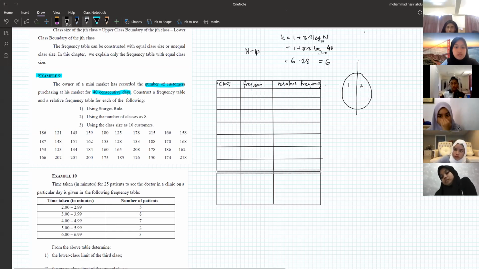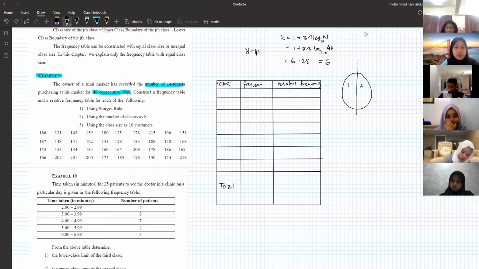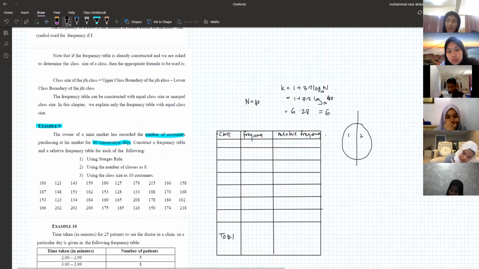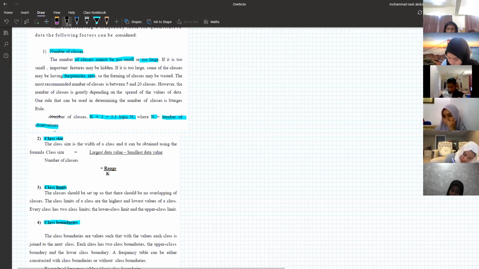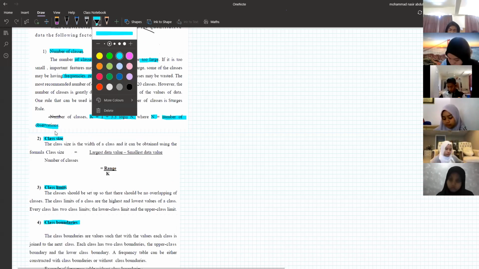And the last one is going to be total, right? So now we have already settled the first part. Now look at the second part. The second step is we need to determine the class size.